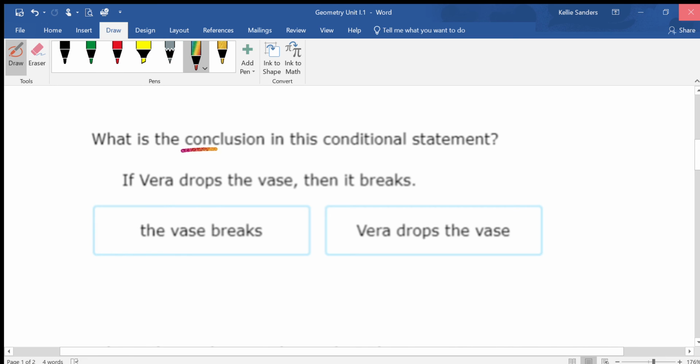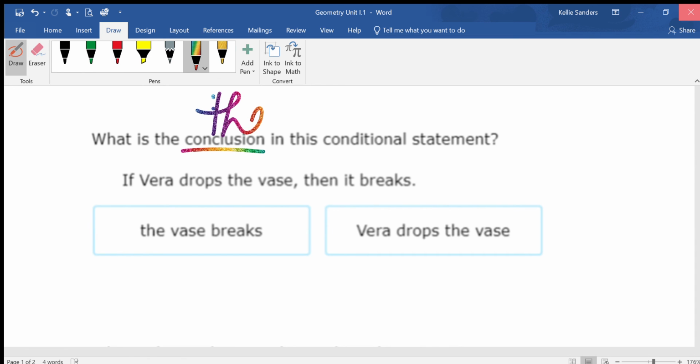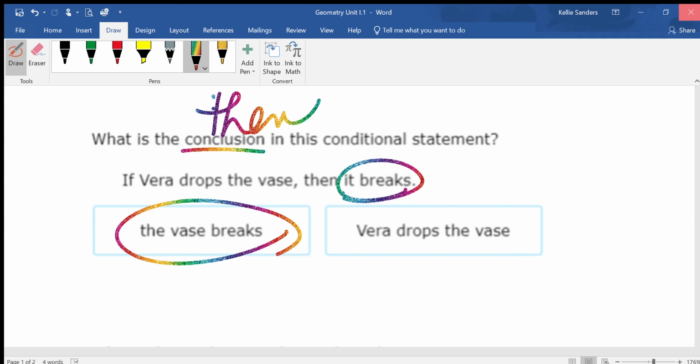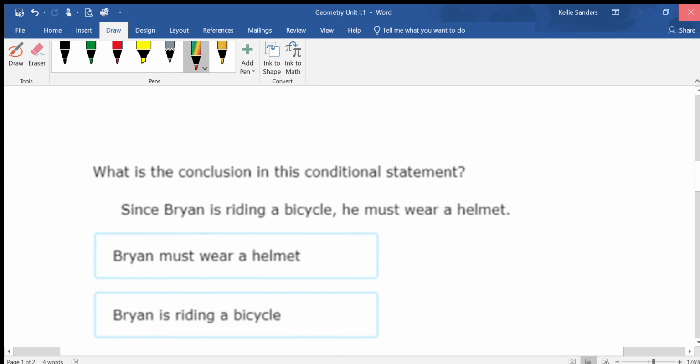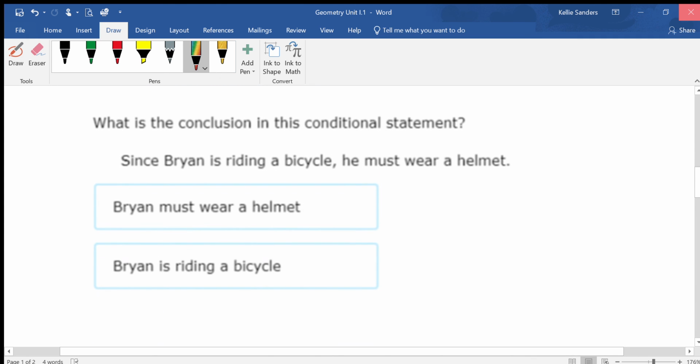What is the conclusion? The conclusion always comes after the word then, or usually comes after the word then. So we're going to do that. If Vera drops the vase, then it breaks. The conclusion basically says what happens if something else happens. So it breaks. The vase breaks. So basically you have to determine what parts will have to happen first before something else will have to happen.